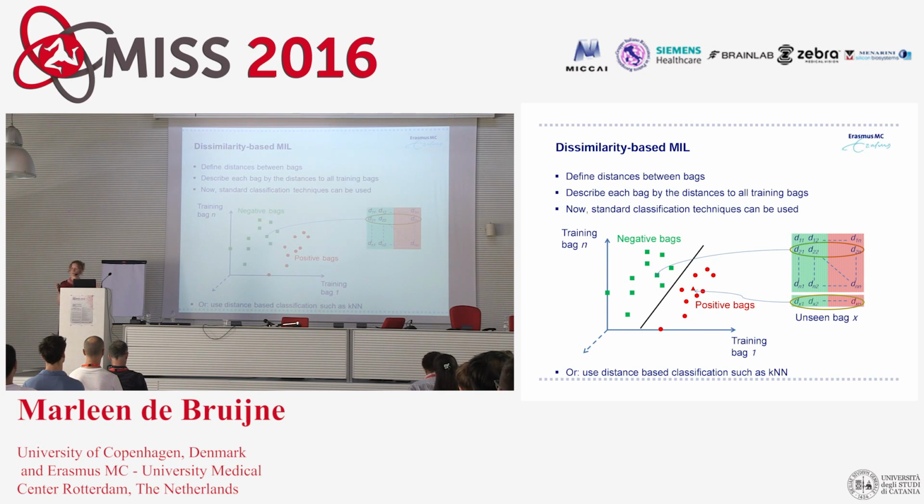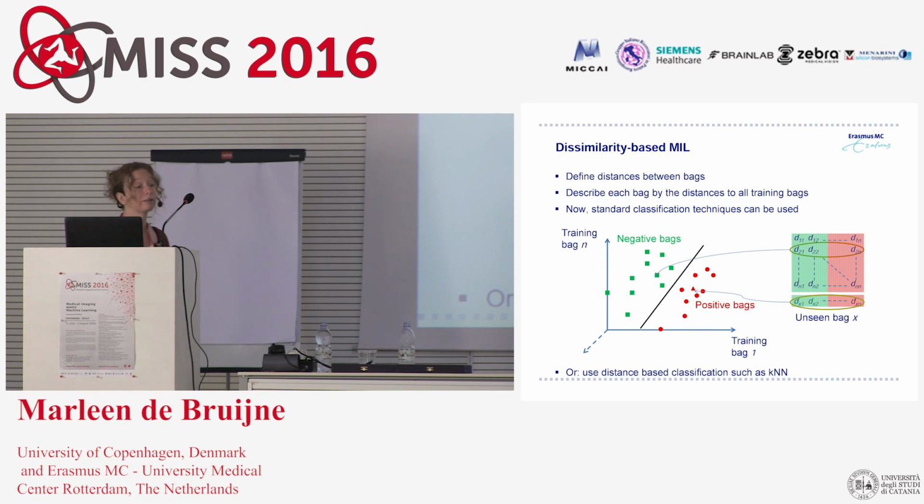So that was a bag-based multiple instance learning approach. Remember, I wanted to discuss two bag-based multiple instance learning approaches. This was the one where you describe the bag as a whole as a feature vector. The other thing you can do is try to define distances between bags. So we want to define distances between collections of patches that tell you something about how similar they are.